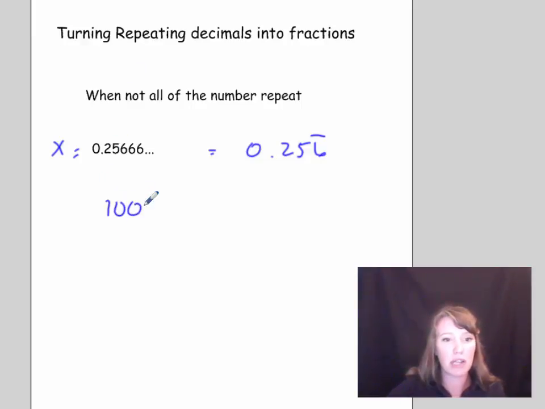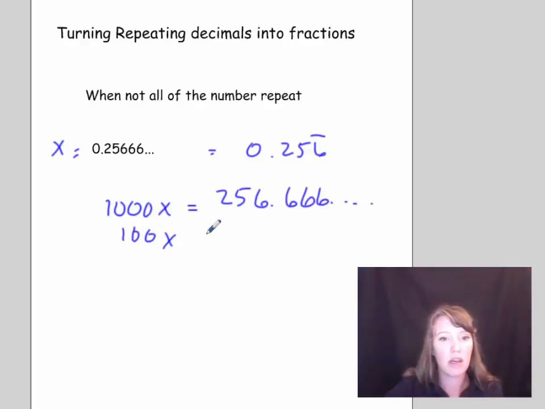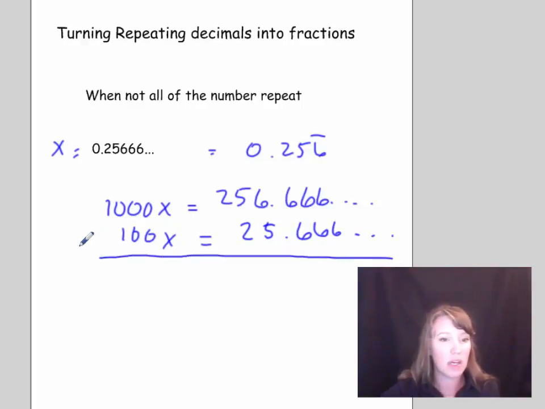So first I'm going to find 1000x. Again, just watch me as I do this, and then we'll talk about why this trick worked. Okay, that's 256.6 repeating. And then I'm going to find 100x. Okay, and let me make sure to line this up. This is 25, and then again the tails are the 6s. The reason why I didn't use x in here is because I wouldn't have identical tails, and I want to get identical tails because then when I subtract them, all of these tails go away.